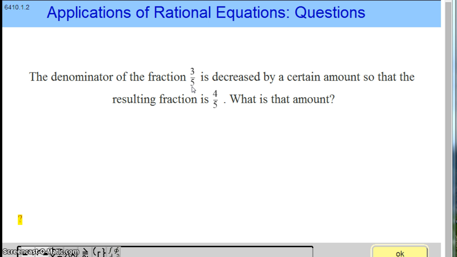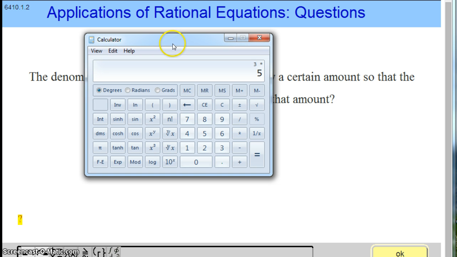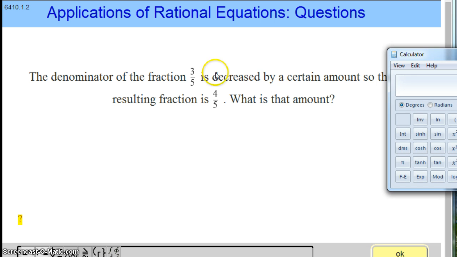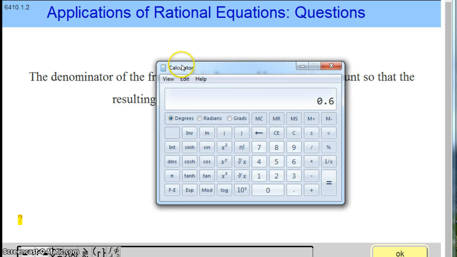So when that's decreased, we get 80%. When the denominator gets smaller, that's a bigger piece of the pie. Right now we have 3/5, but if this were decreased to 4, we'd have 3/4. 3/5 is roughly 3 divided by 5, which is 0.6, right? 60%. So if the denominator is decreased to get 3/4, this goes up to 75%.